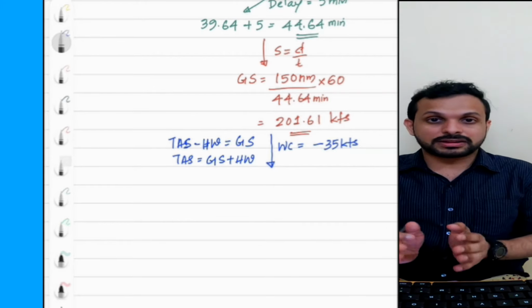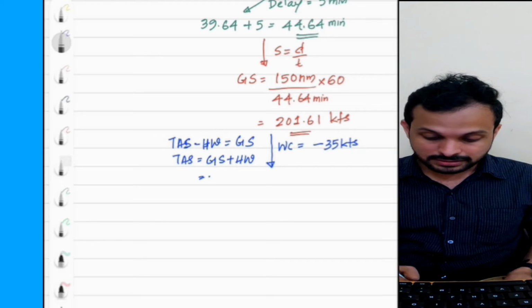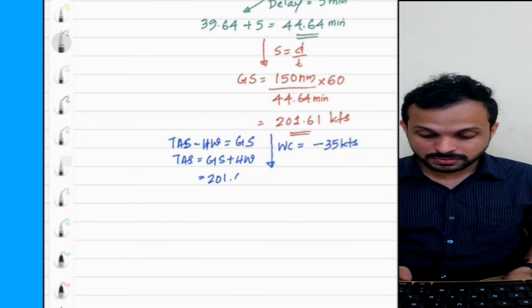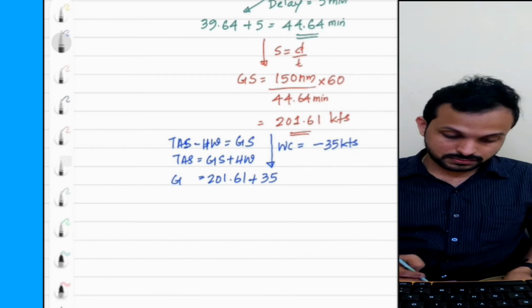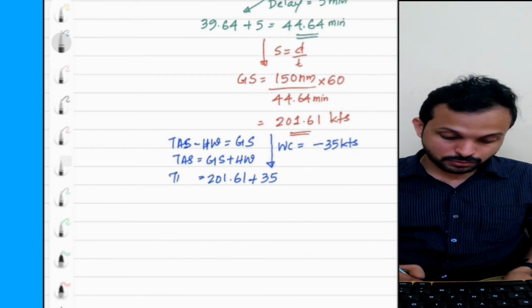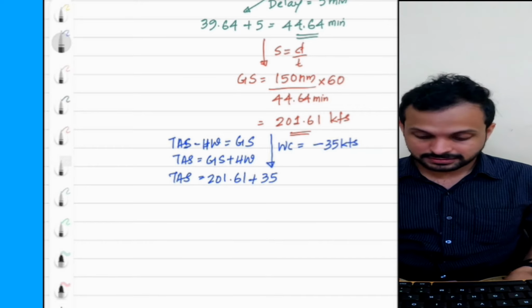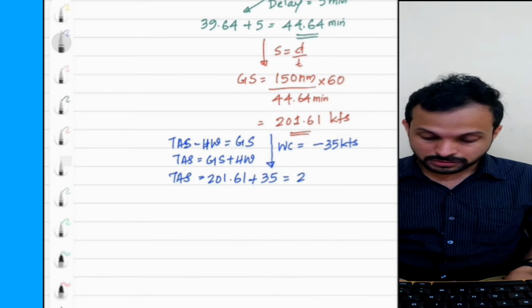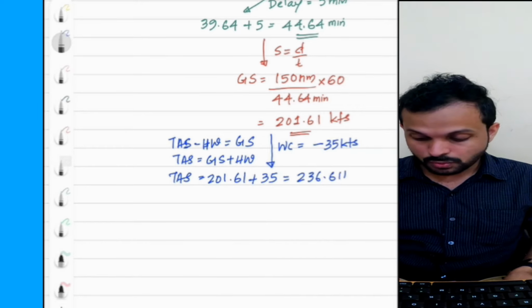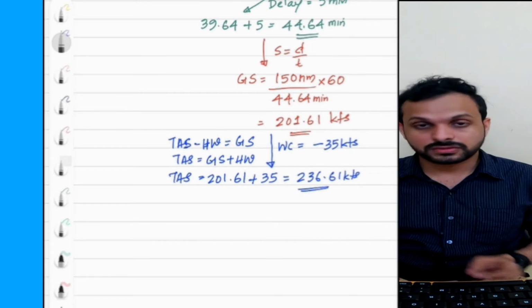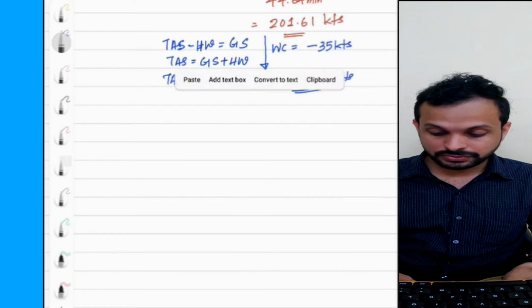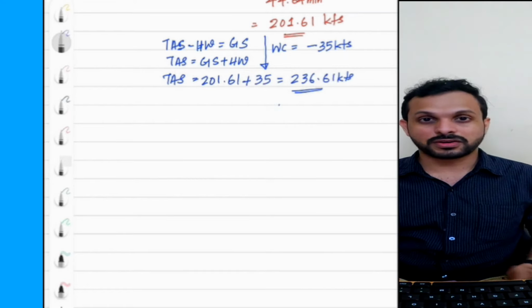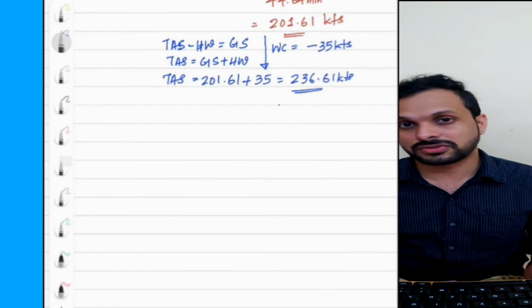We are taking only the magnitude of the headwind, and the ground speed we got as 201.61 plus 35 knots of headwind, and that is going to give you the reduced TAS, which is 236.61 knots. So it's kind of reverse in the whole situation. Now with this, a TAS of 236.61 knots, we can approach this question in two different ways.